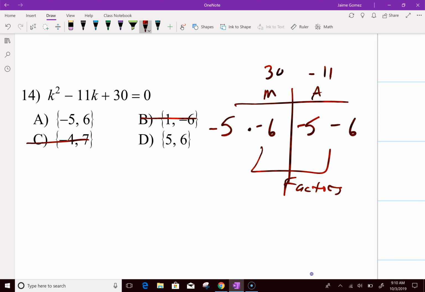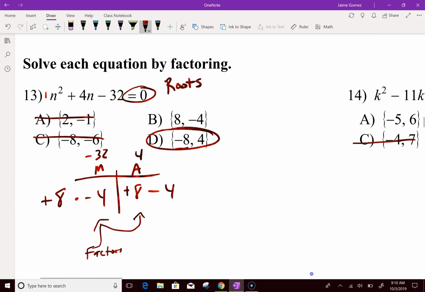To get the roots, now why do I want the roots? Because it says equals 0. To get the roots, I am going to switch a sign. So my negative 5 turns to a positive 5, and my negative 6 turns to positive 6.